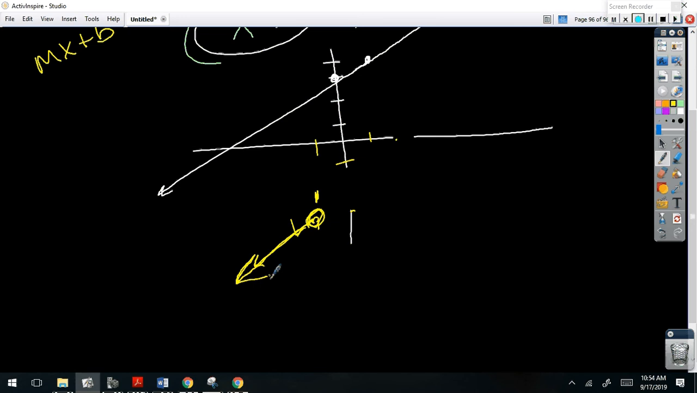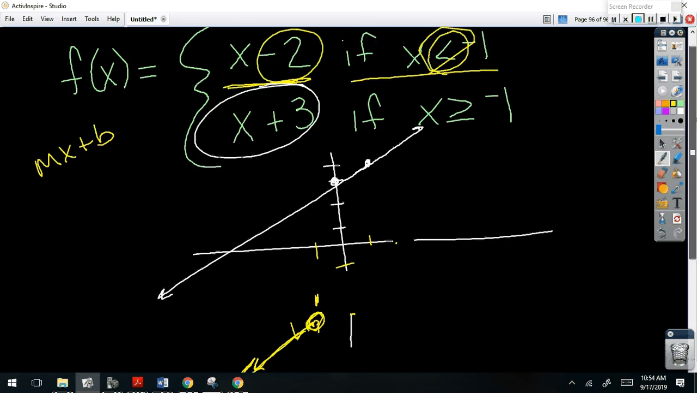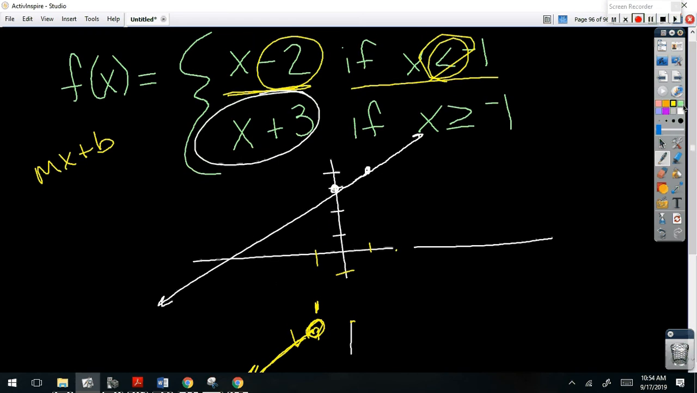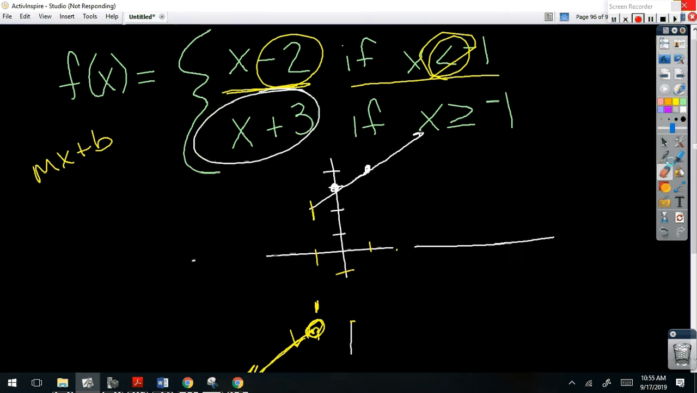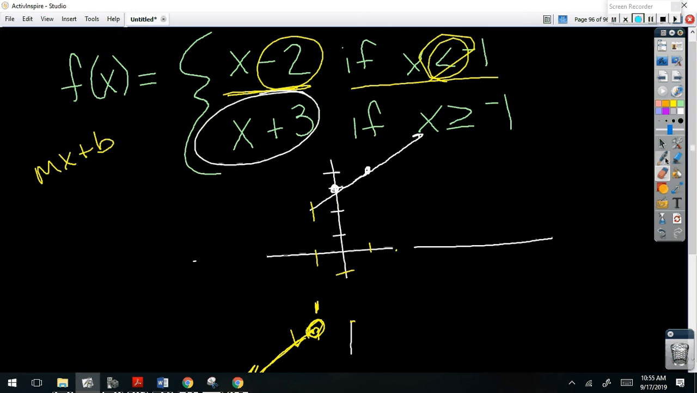Now, the white one says if x is greater than or equal to negative 1. So again, here's my negative 1, right? Which way does it go? Up, but to the right, right? My x's go to the right. So I'm going to erase up to there. Does it include it or not? Yes. So I'm going to do an inclusive dot.